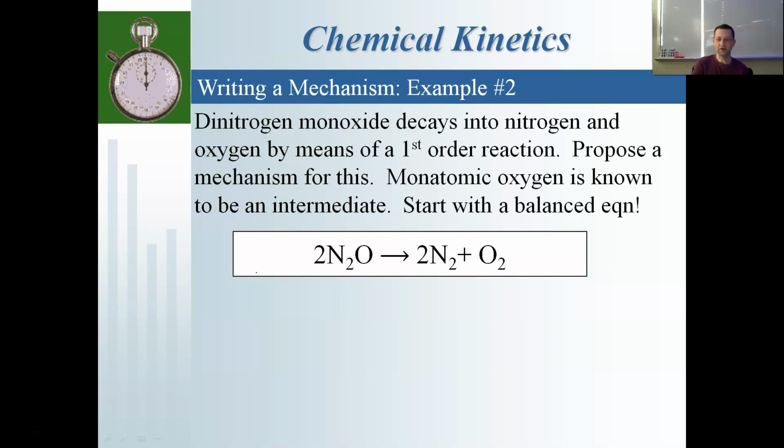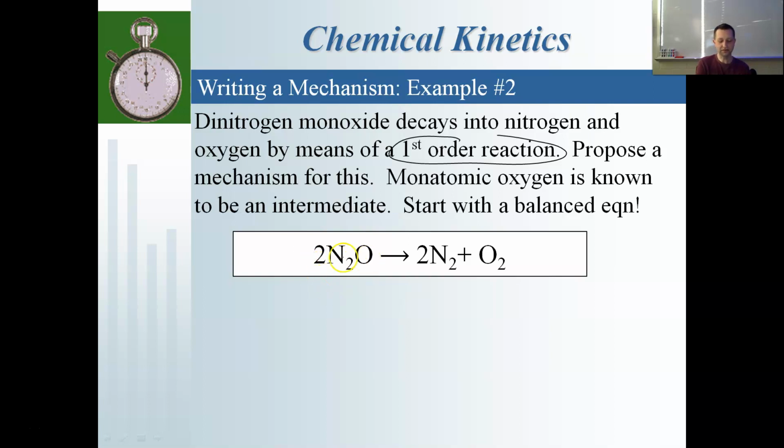So if I take a look at my overall chemical equation and I balance it, if I were to write my rate law for this overall chemical equation, it's going to be rate equals K times N2O squared. And that is going to be a second order rate law. It does say this is a first order reaction, so I know this can't be right. It has to happen in multiple steps. It does say monatomic oxygen is an intermediate, so we can easily figure this out, I think.